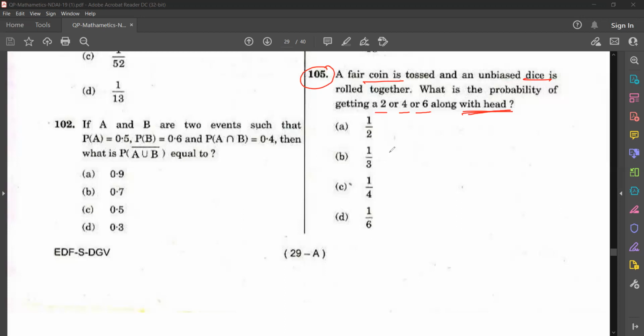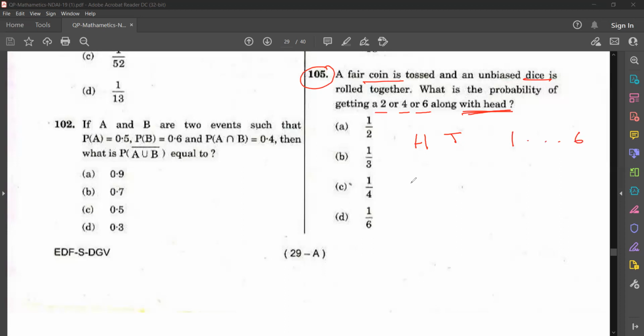Okay. Did you get the answer? What is the answer? Have anybody got the answer as 1 by 4? Yes. So 1 by 4 is the answer. How would we get that? Listen, we are tossing coin as well as a dice, isn't it? So coin, what are the possible outcomes? Head and tail.